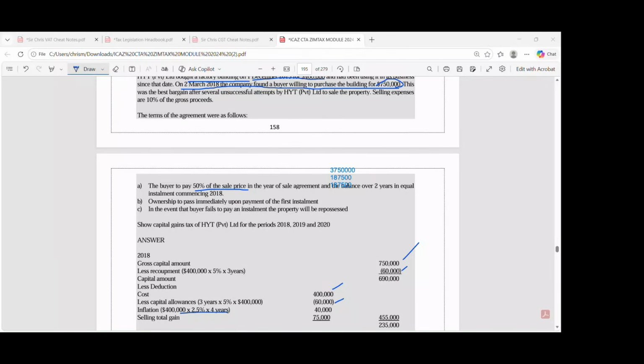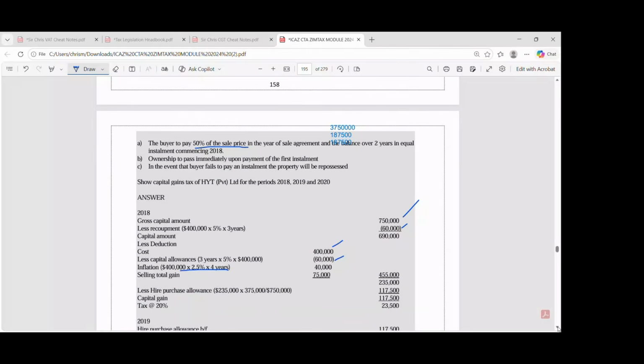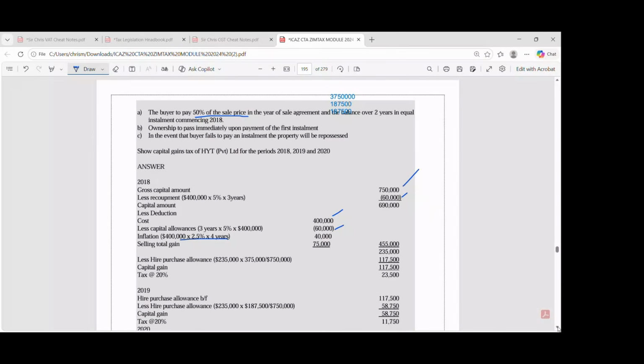So let me finalize it. So if the 400, are we all fine with it? Then we deduct 60 because we've already claimed it in your income tax. Then we adjust for the inflation allowance. Then there is selling cost etc. which was incurred. We get 455. Then this is my potential recoupment. Let me now answer your question. So this 235, Zimra wants to tax me the whole 235 in year 1. But you are now seeking a relief. You are now saying, okay, in year 1, I've only received the 375 of the 750 times the 235.